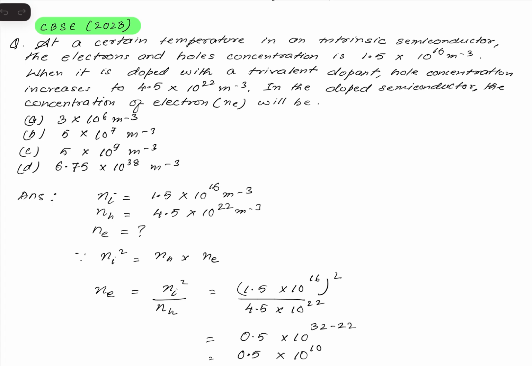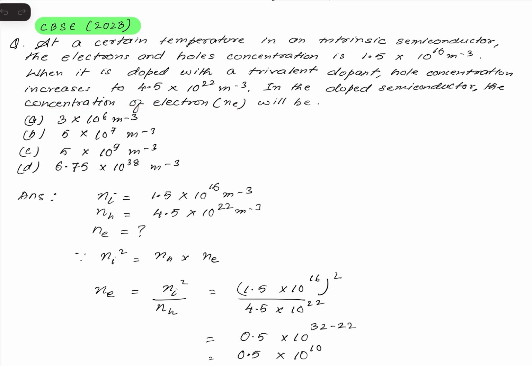At a certain temperature in an intrinsic semiconductor, the electron and hole concentration is this. Intrinsic means the intrinsic concentration for electrons and holes is this. This is your Ni. For intrinsic, this is your Ni. When it is doped with trivalent, it will give NH, right? The hole concentration increases to this. So this is your hole concentration. So they have given NH, they have given Ni, and now they are asking the concentration of electrons, Ne.